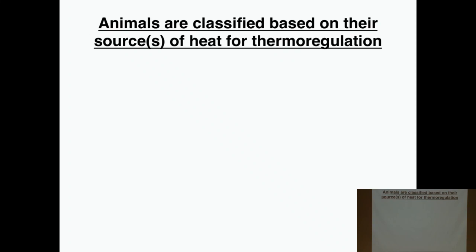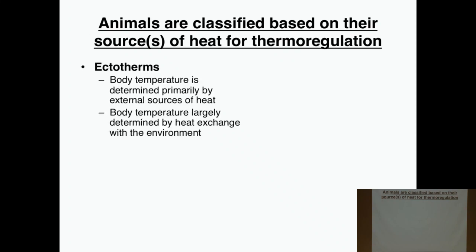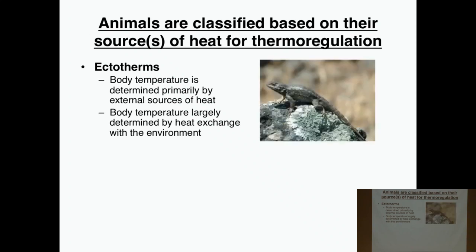So now let's take a look at different ways that animals can thermoregulate. We're going to break this down into two broad classes. We have ectotherms, whose body temperature is determined primarily by external sources of heat. In other words, their body temperature is largely determined by heat exchange with the environment. So this is going to be things like lizards, most fish, insects, etc.